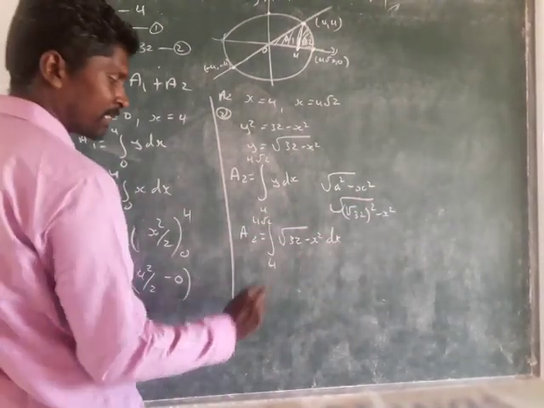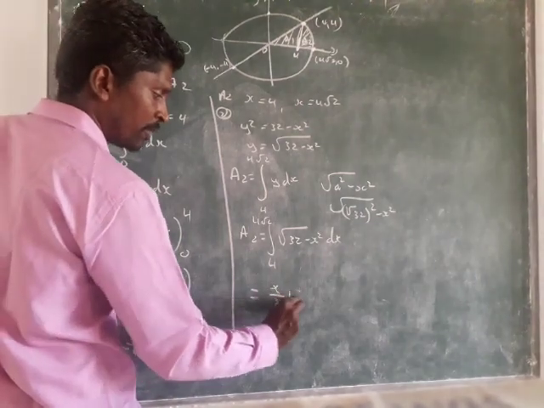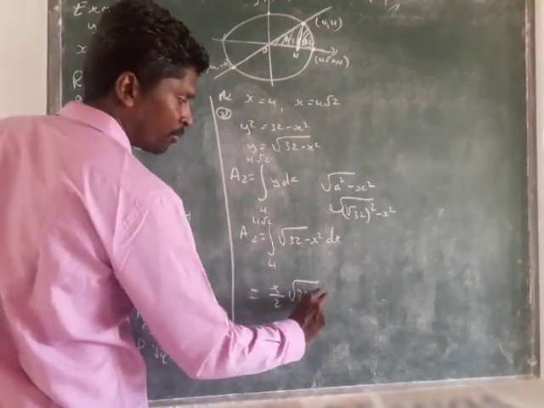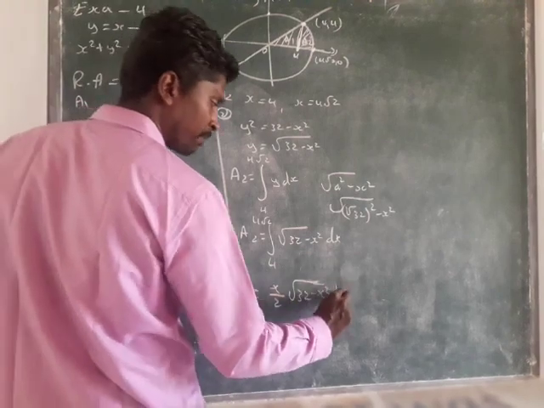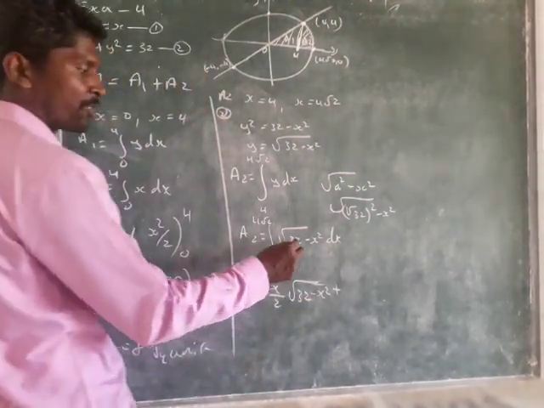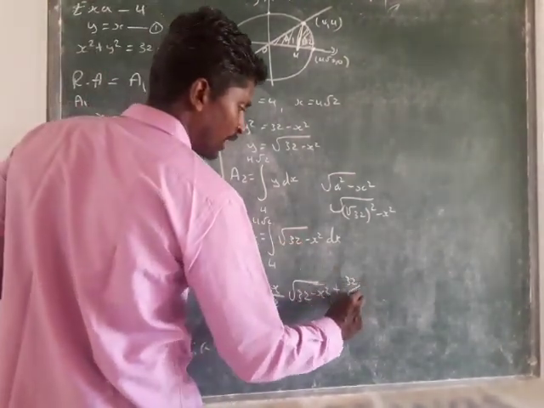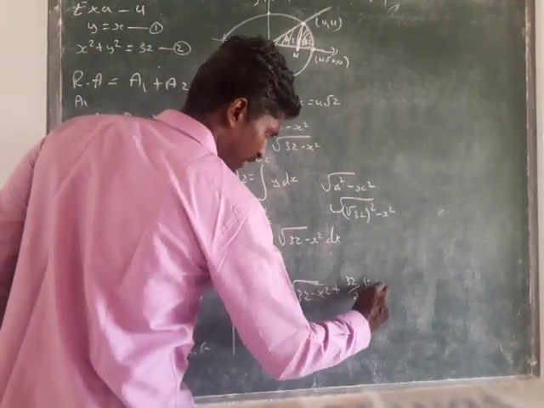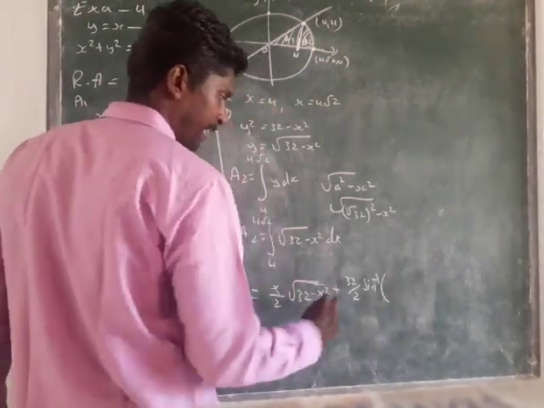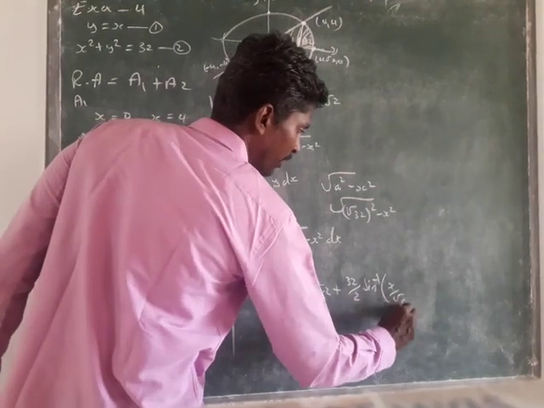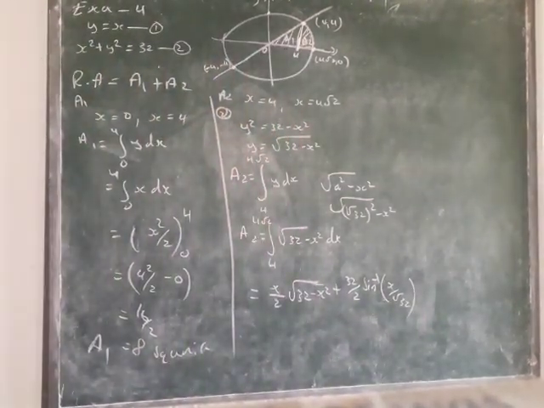So what is the integral of that term? x by 2 times the square root of 32 minus x squared, plus a squared by 2. A squared means what? 32 only. So 32 by 2 times sine inverse of x by a. Here a is root 32. That's the meaning.